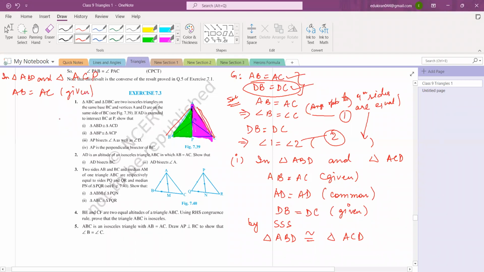Now from equation number 1, see this one. We have proved that angle B is equal to angle C, right, from 1. Okay. Now, what is the third information we can get here? So we have one side, one angle. So one more side we need.